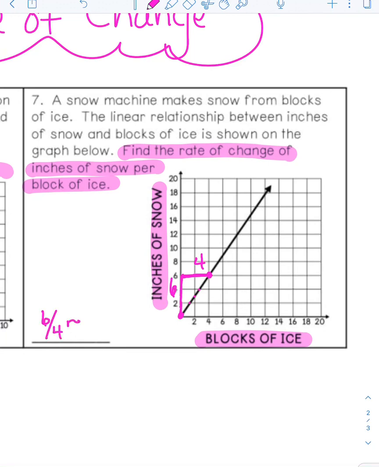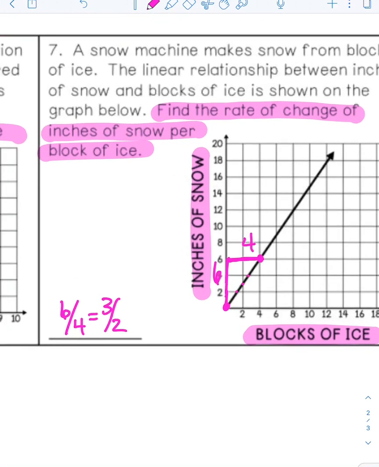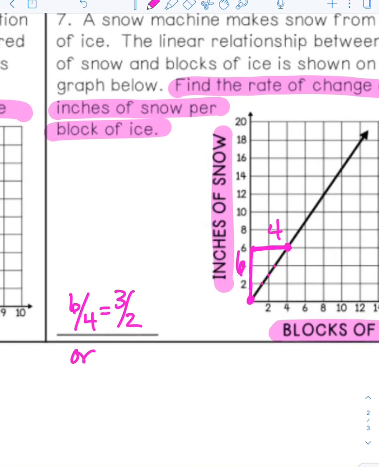Now I could reduce that. Oh, that's not approximate if I reduce it. If I'm going to leave it as a fraction, I can divide each of those by 2 and get 3 over 2 inches of snow per 2 blocks of ice. Or remember, I can also divide and I get 1.5 inches per block.